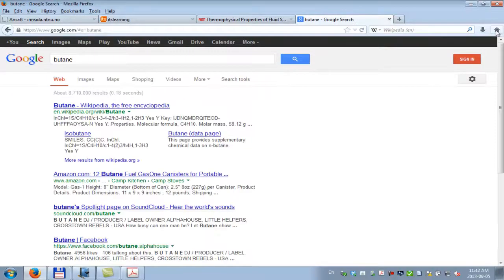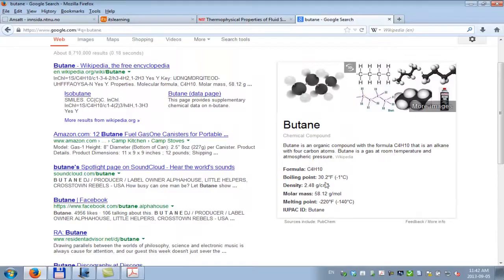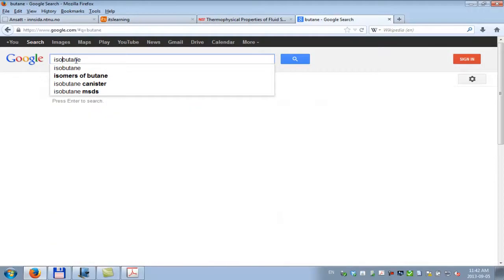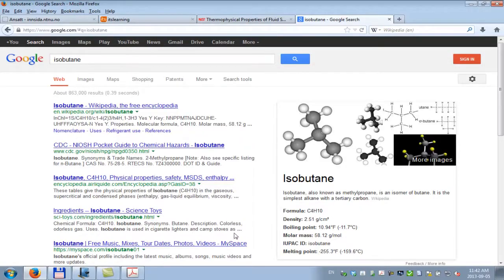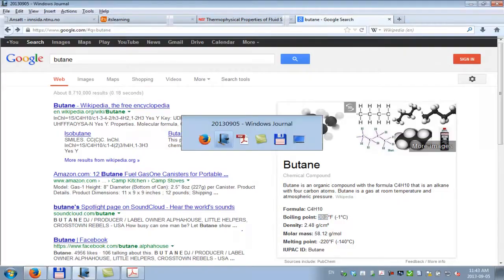Butane. We got the normal boiling point. Can somebody say 30 Fahrenheit? Should be able to remember that. Isobutane. Yeah, boiling off at 10 degrees Fahrenheit. So it's less, right? Everybody follow? So it's boiling off at a lower temperature than the normal butane. So that's why it's usually listed first.